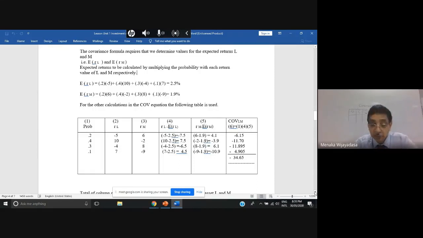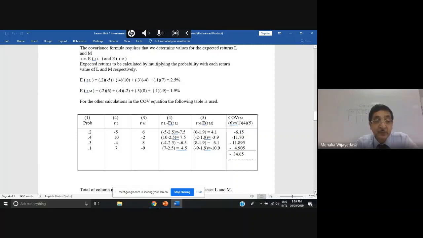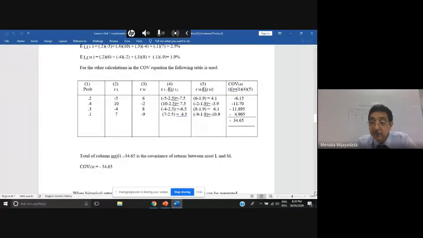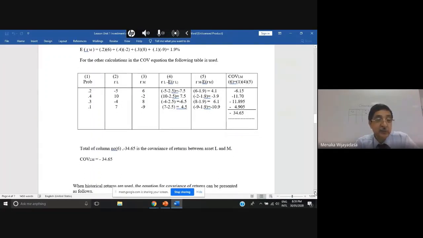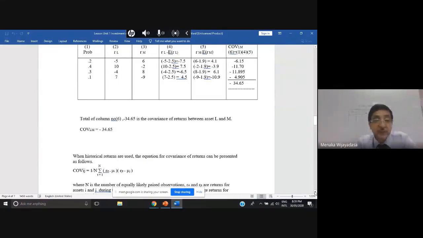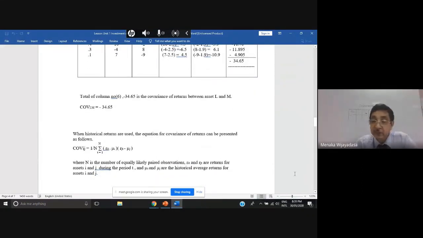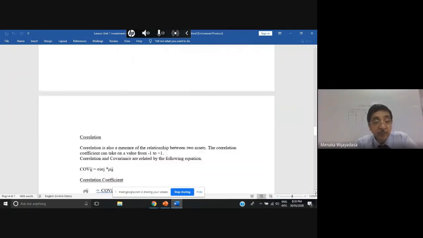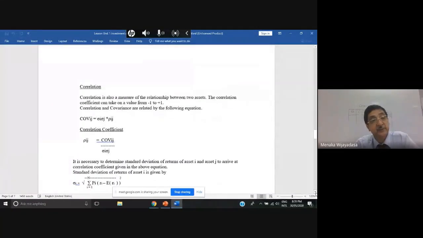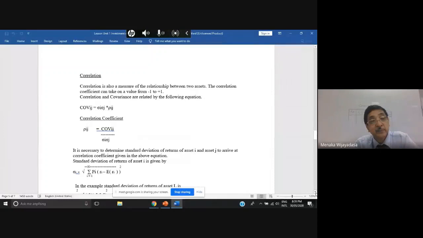Right. Now, there's another point, because the covariance is a measure which is not normalized. In order to normalize it, what we need to do is divide this covariance by the standard deviation of L and the standard deviation of M. In order to get that, I will show you, and we call it correlation. Now it's also a measure of the relationship between two assets.